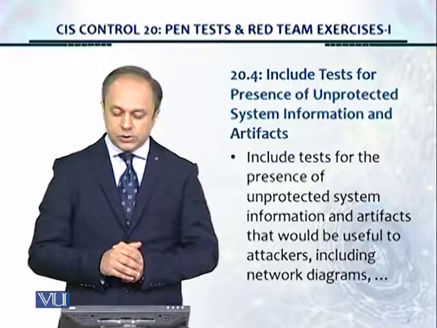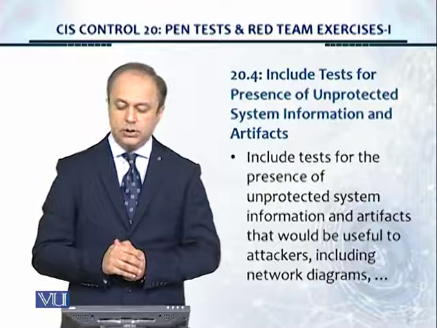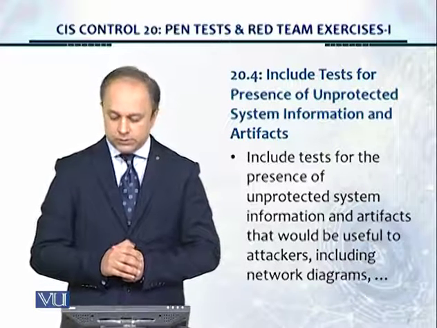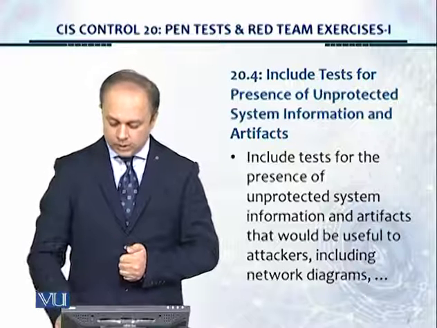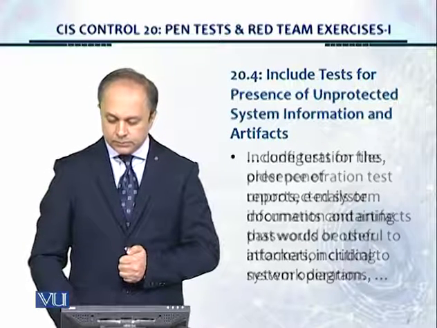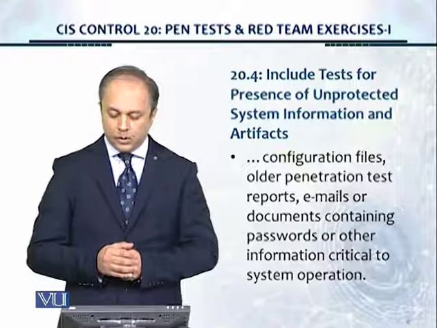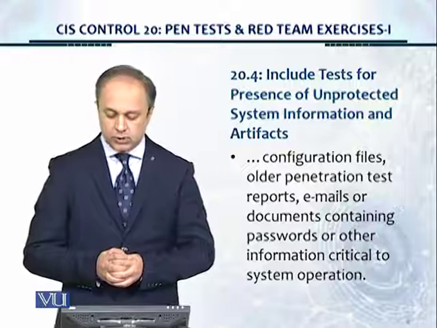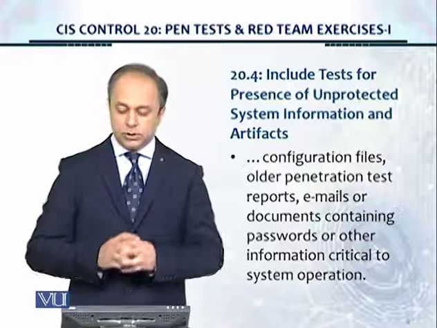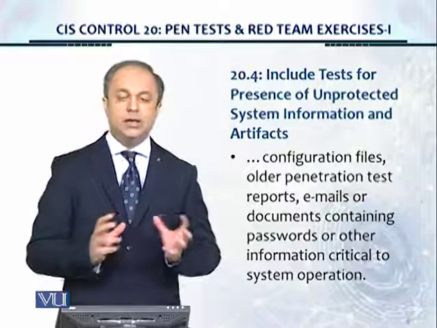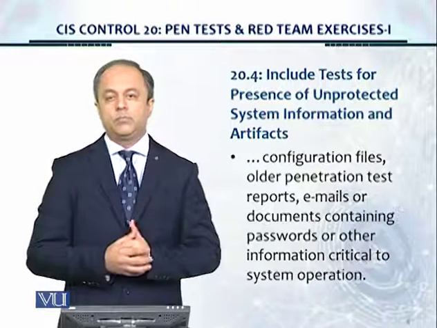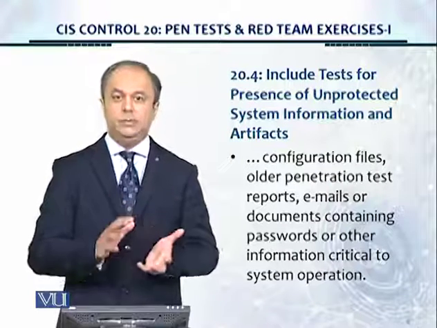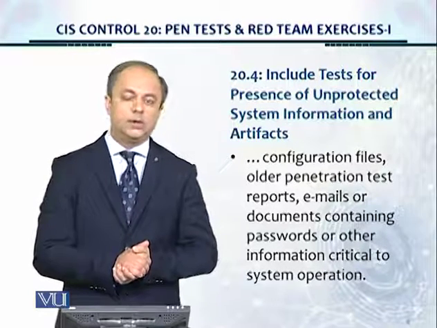20.4, include tests for presence of unprotected system information and artifacts. So include tests for the presence of unprotected system information and artifacts that would be useful to attackers, including network diagrams, configuration files, older penetration test reports, emails or documents containing passwords or other information critical to system operation. So we need to make sure that such types of information and artifacts which an attacker could be looking for and will be very helpful for an attacker, we need to protect those and make sure that those are also not discovered. That's all that we have for this module.